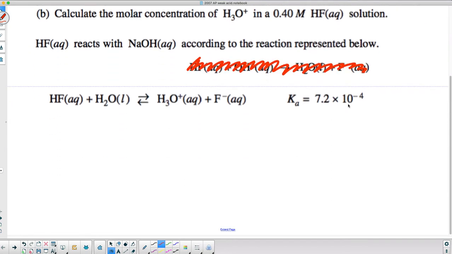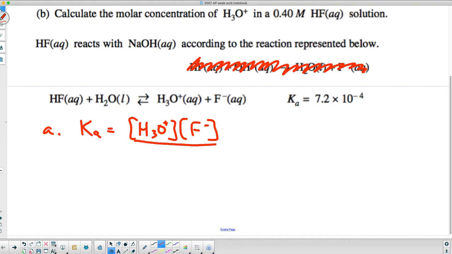So let's just take a quick look at A. What would A be? Ka equals some number, but it also equals the concentration of H3O plus, the hydronium ion, and F minus, the anion, all over HF, the weak acid, like that. So that's the written expression for it. Now remember that this also has a value, and it's right here at 7.2 times 10 to the negative fourth.